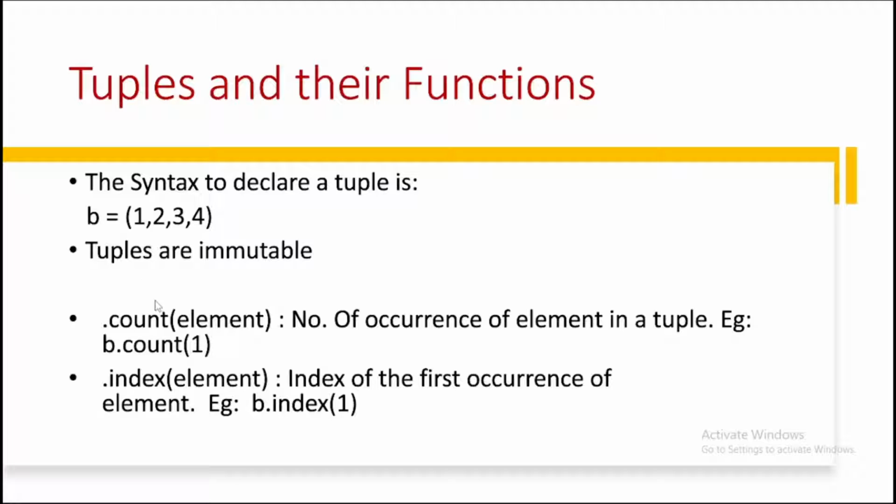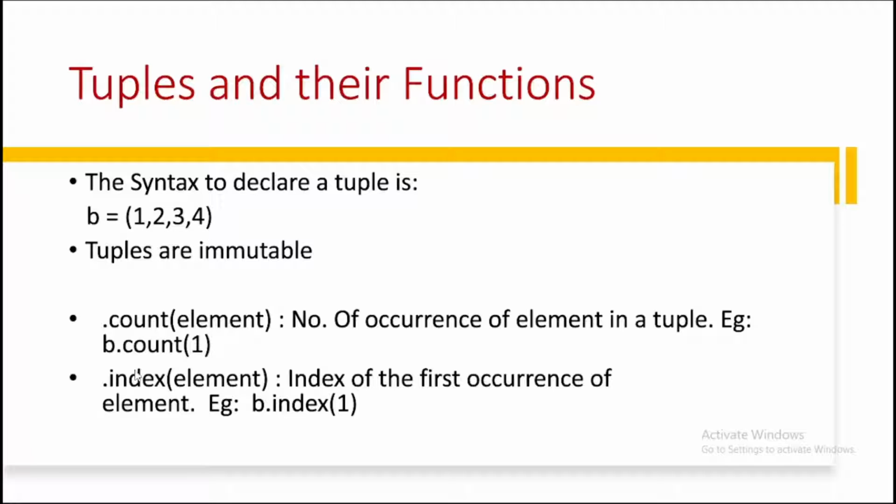So the functions that you can perform on tuples are dot count of element. Here it gives the number of occurrences of element in a tuple. Example would be b dot count of 1. Here you have to give b dot count because you're performing this function on this tuple. So it gives 1 because it occurs only once in this tuple.